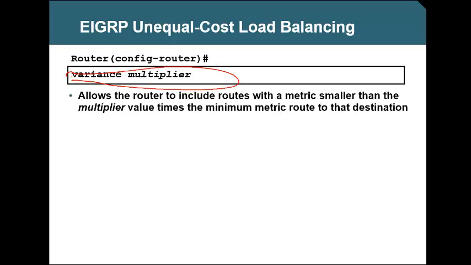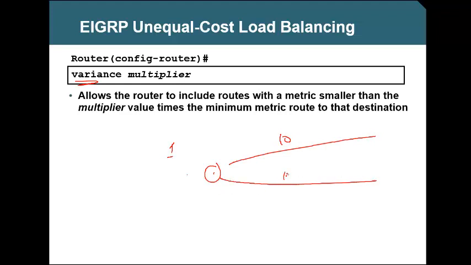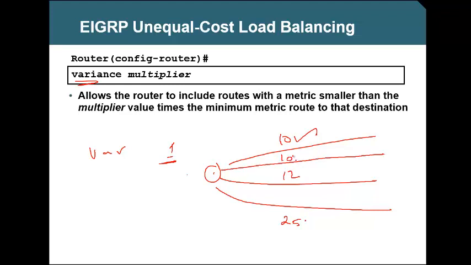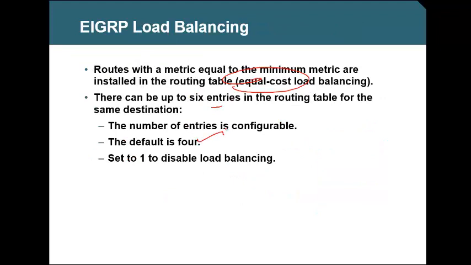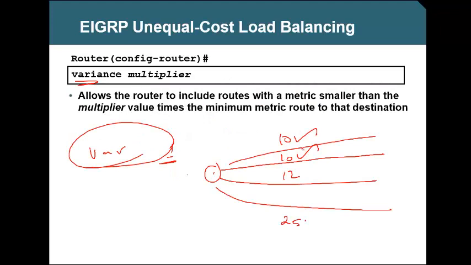Meaning, by default, the variance is 1. By default, the variance is 1. What does that mean? Consider the routes whose metric is lower. If I have one path with 10 metric, another path with 12 metric, another path with 25, when variance is 1, it has to consider the path whose metric is lower, means only this path. If I have two paths with 10 and 10, then both will be considered. Why? Equal cost load balancing up to 4 is allowed by default. This variance cannot stop you using multiple paths.